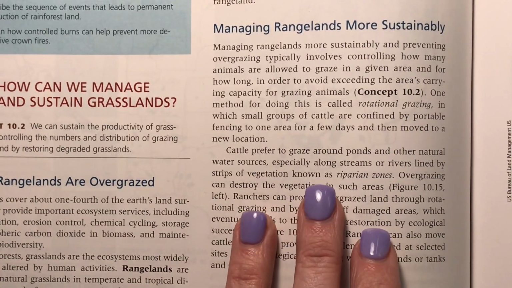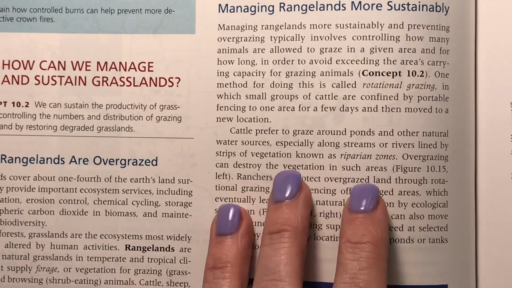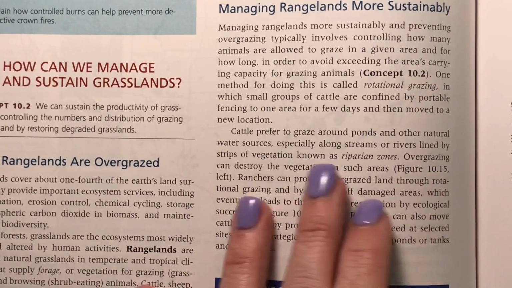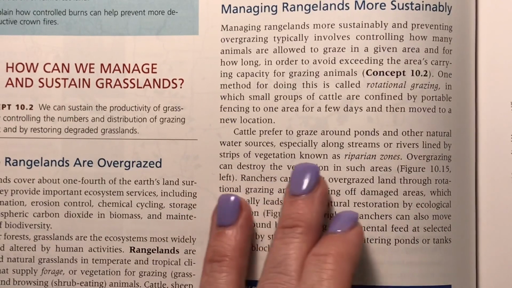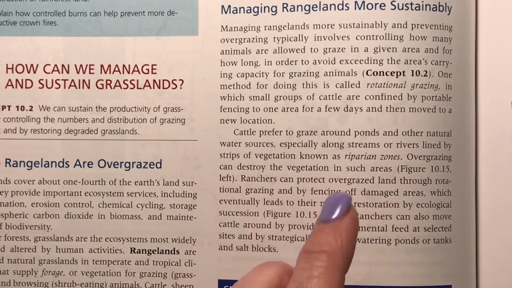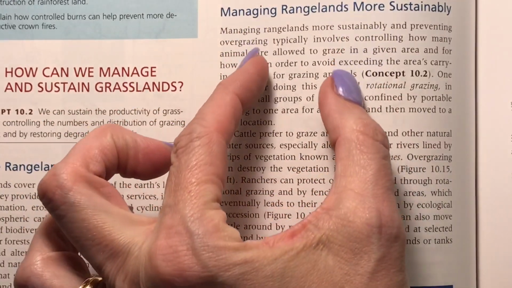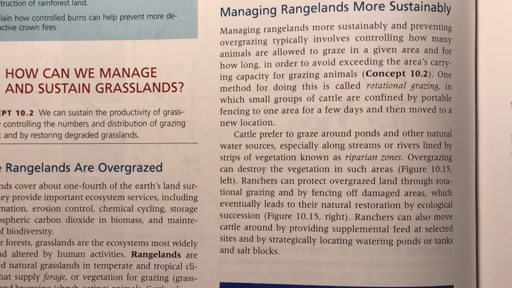There are parts of this land that are around ponds and other natural water sources, again, especially along streams or rivers lined by strips of vegetation known as riparian zones. This is something that you need to know. So if you have a river, the thin, green, lush areas on either side are called riparian zones. Now, not only is overgrazing an issue here as well, but imagine what those really large animals do to that. They trample it, they pretty much tear it up, dirt washes directly into the stream, and because that riparian zone is a unique ecosystem with the unique conditions that you see along either side of a stream, all the organisms that used to live there lose their habitat.